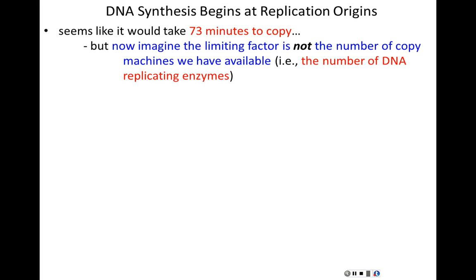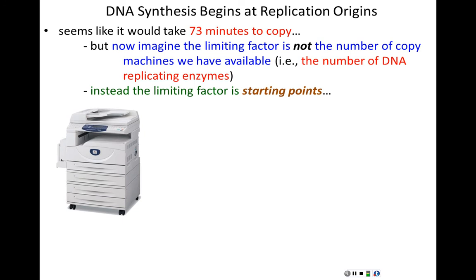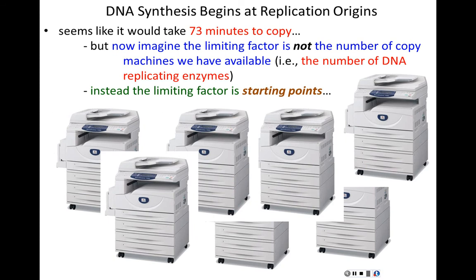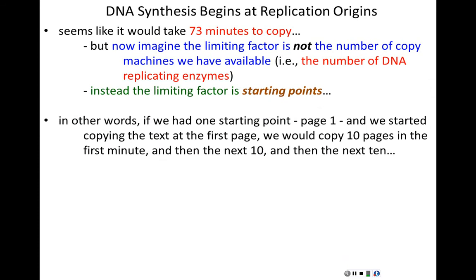But now imagine that the limiting factor for copying our textbook is not the number of copy machines we have, that would be analogous to the number of DNA replicating enzymes. So we don't have just one. Instead, the limiting factor is starting points. So we have all the copy machines we need, theoretically. We just need places to start the copying process. In other words, if we had only one starting point for our textbook, let's say it was page one, we would copy the first 10 pages in the first minute. And then we would copy the next 10 pages in the next minute, and then the next 10, and that would take 73 minutes to copy the text.